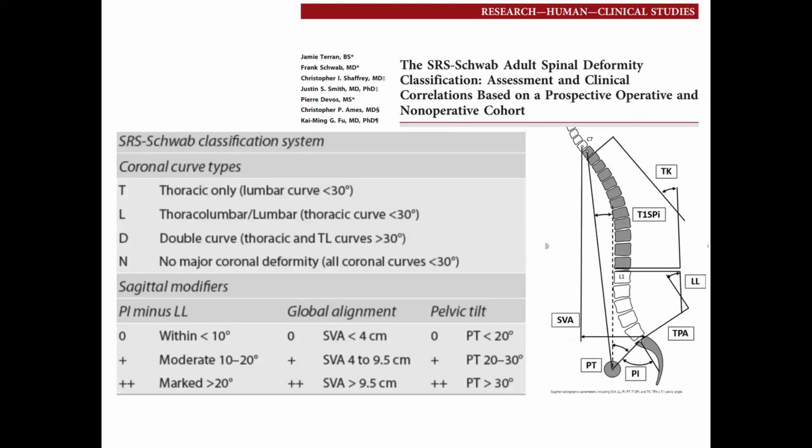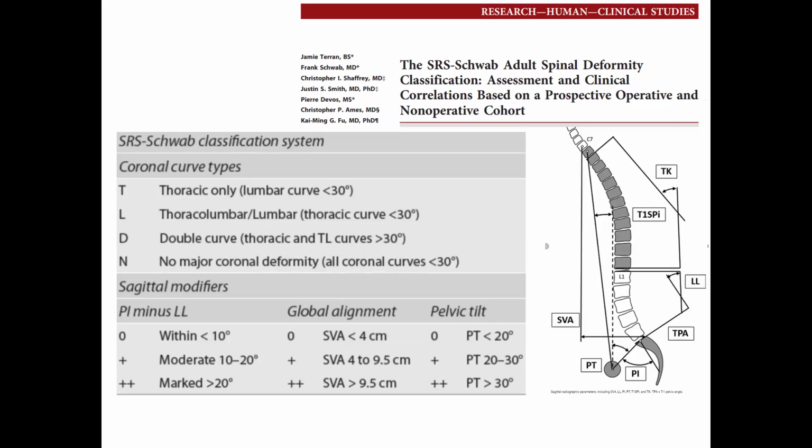And they came up with a classification. Mainly, they consider two entities, that is coronal and sagittal. In the coronal entity, based on the curve location, the degeneration can happen at the thoracic level or lumbar level. Based on the curve location, it's classified into T, L, D, and N. T means thoracic only. When the lumbar curve is less than 30 degrees and the thoracic curve is more than 30 degrees, it is considered thoracic only. Thoracolumbar or lumbar is the opposite. When both curves are more than 30 degrees, it is considered a double curve. If all the curves are less than 30 degrees, it is considered no major curve, that is N.